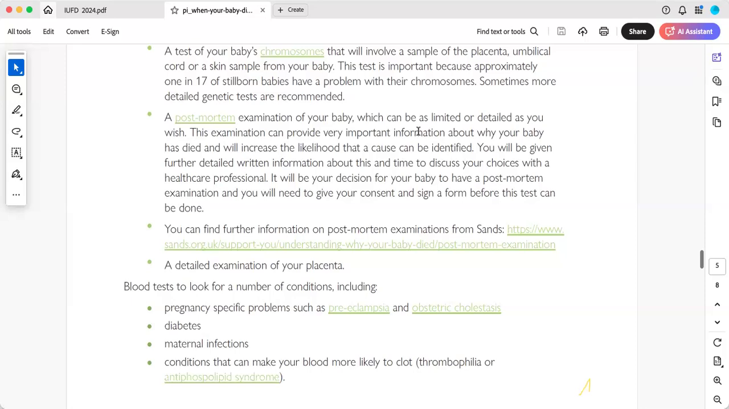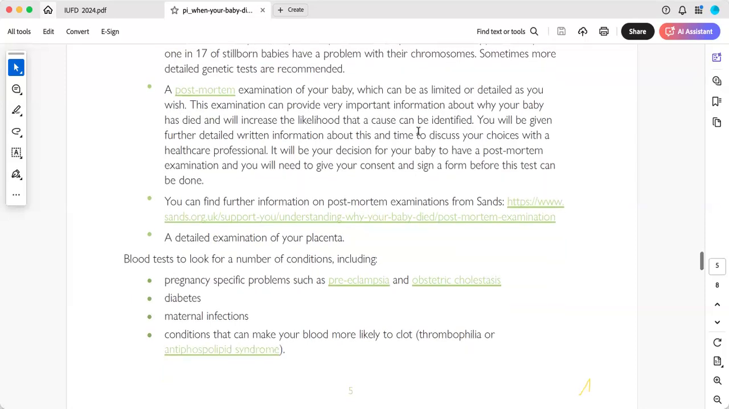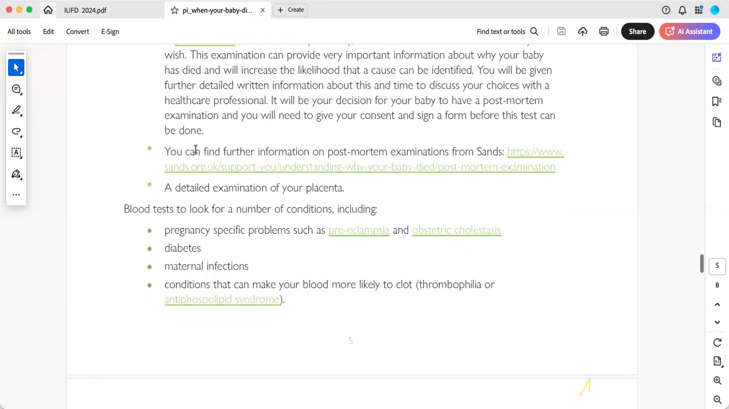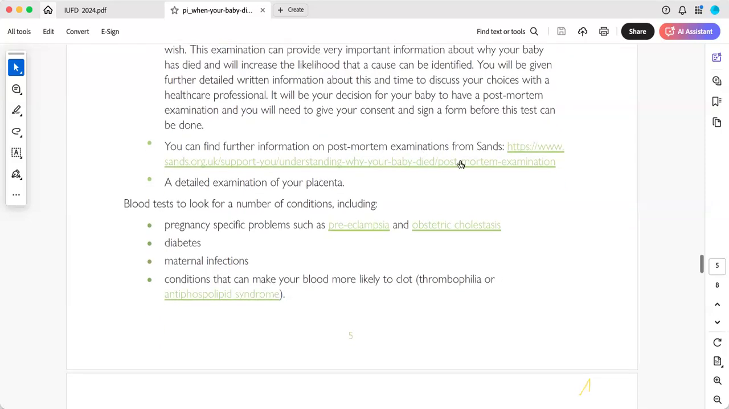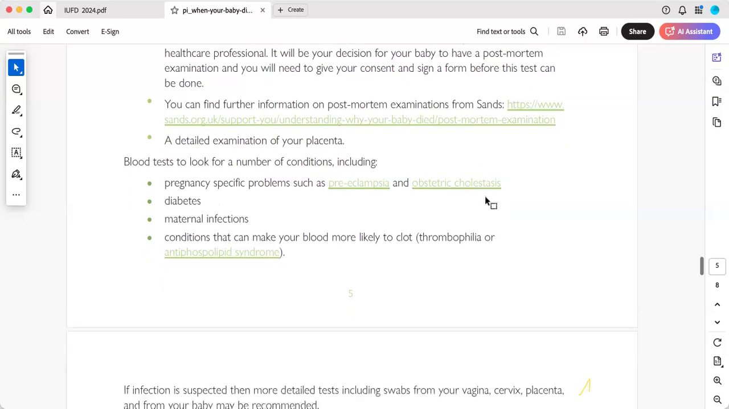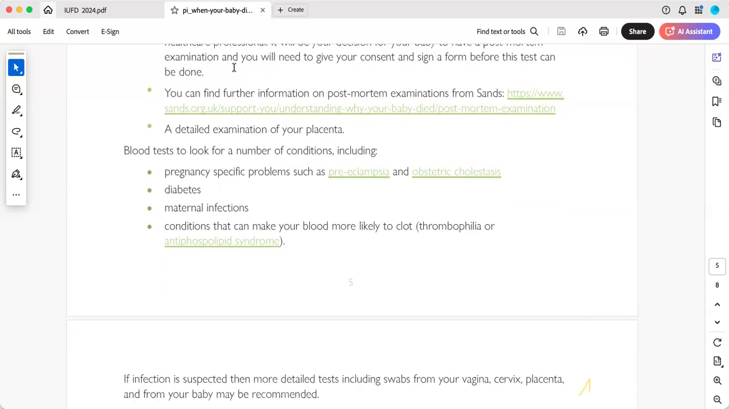Post-mortem examination for the baby, either full or limited, has to be offered, okay? And here, for further information on post-mortem examination, you will advise the patient to go to the SANDS website, okay? And the patient information leaflet that we will offer also will be the RCOG patient information leaflet or the SANDS leaflet, okay?